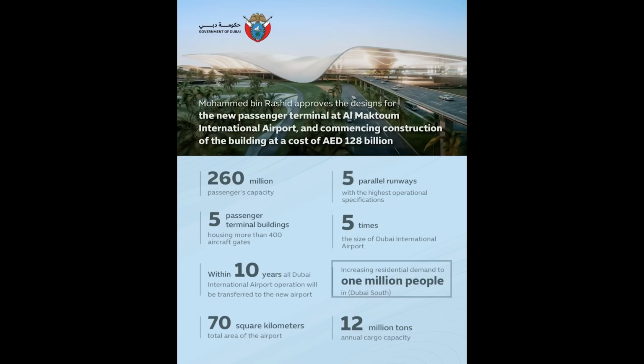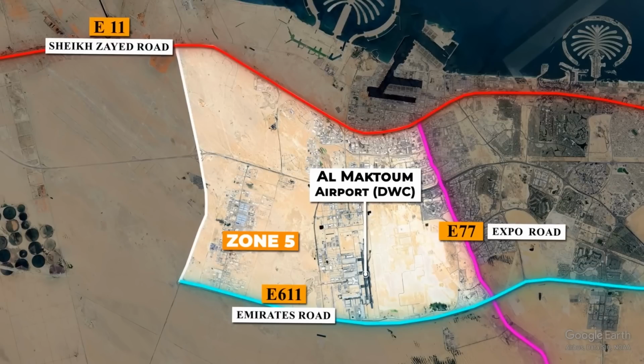The official statement also says that there will be increased residential demand to 1 million people in this Zone 5, the Dubai South area, which is a massive number given that the current population of Dubai stands at around 3.7 million. That is the reason a lot of new projects were launched in recent times in this area, and you will be hearing a lot about Dubai South from the real estate agents.